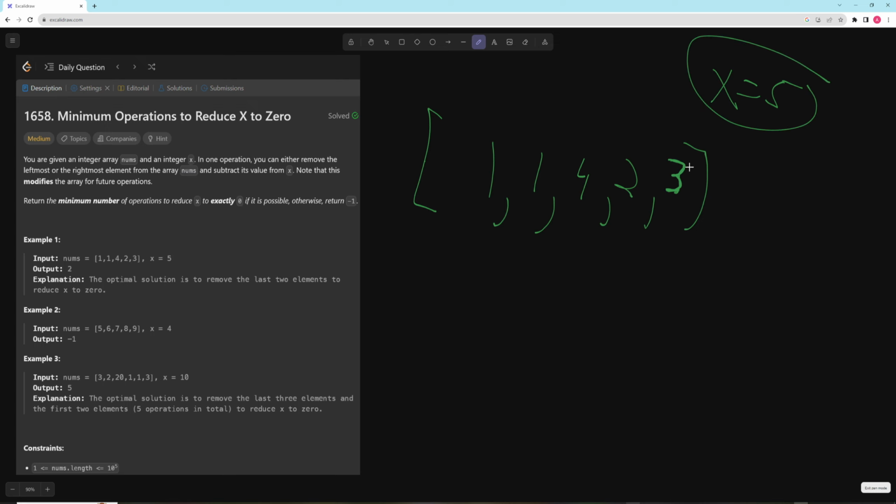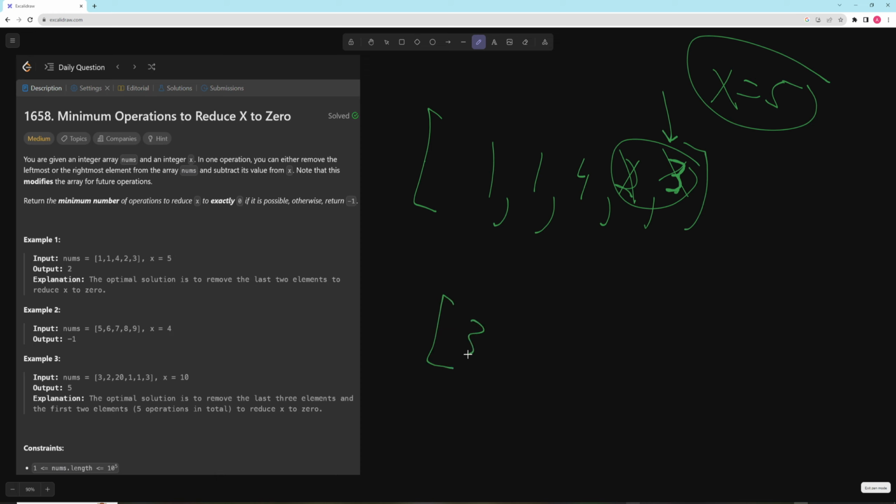The best solution would be to take 3, then 3 gets removed, and now we can take either 1 or 2, and you can only take from the end, so you would take 2, and 2 gets removed, and you would get 5 total. Then in the second example, I'm not going to draw this one out because it's pretty straightforward: we have 5, 6, 7, 8, 9, and we need to get 4, so that one's not possible.